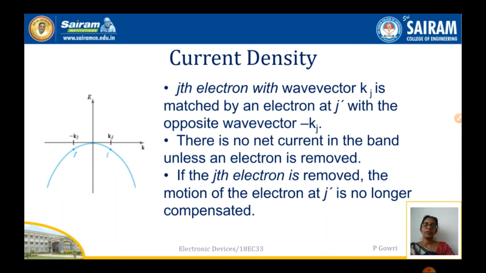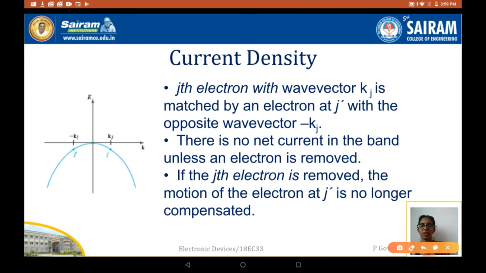So here, in this diagram, if you take the electron whose wave vector is kj, it will have an equivalent opposite effect from the electron at minus kj.